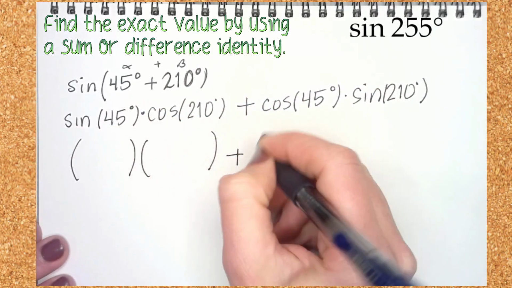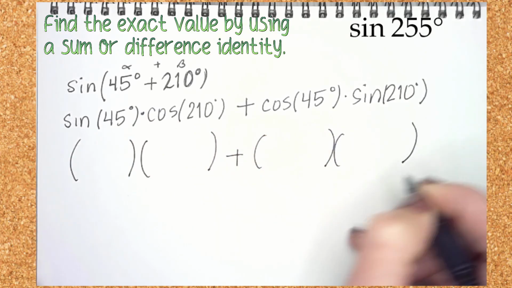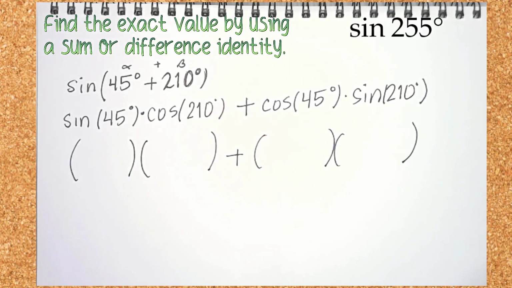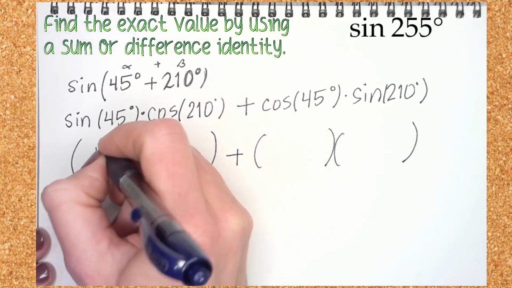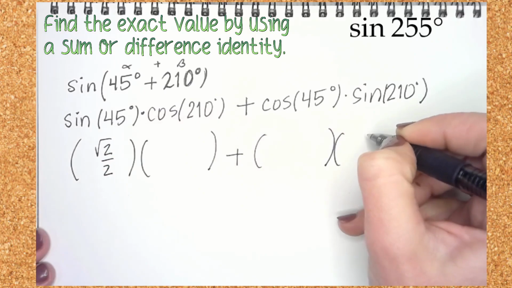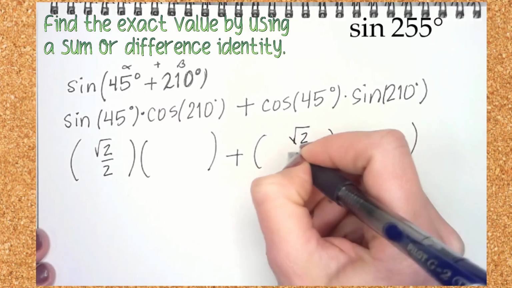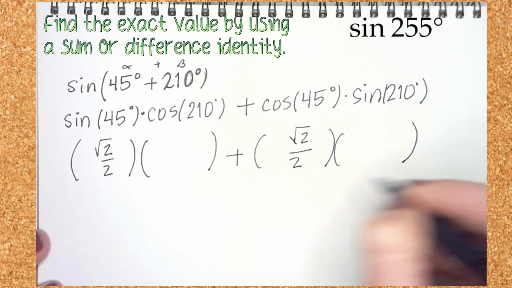Now, after you find the sine or cosine of an angle, you should no longer have the word sine or cosine written because you have performed the indicated function. For 45 degrees, sine and cosine should both be positive square root of 2 over 2.